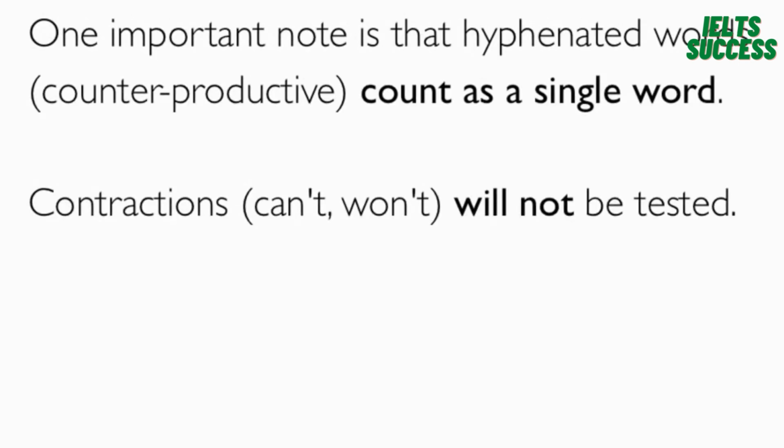Where you want to be careful is in regards to hyphenated words and contractions. Hyphenated words, like counterproductive, where 2 words are joined with a hyphen, are considered a single word. Contractions, however, where 2 words are compressed together, like can't or won't, will not be tested.